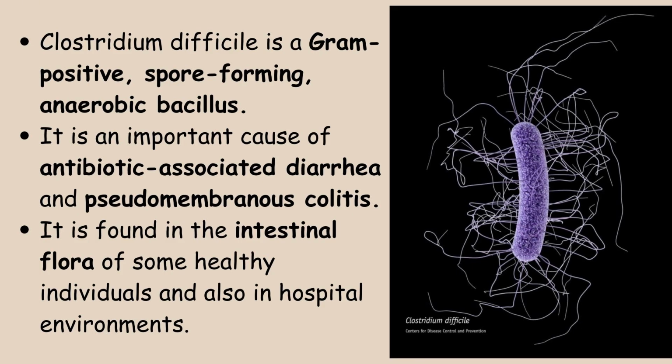Clostridium difficile is a gram-positive, spore-forming anaerobic bacillus. Normally, it doesn't cause any problems because the good bacteria in our gut keep it under control. But in certain situations, especially when someone takes antibiotics, it can grow out of control and cause disease. Therefore, it is one of the most common causes of antibiotic-associated diarrhea and can lead to a serious condition called pseudomembranous colitis. It is found in the intestinal flora of some healthy individuals and also in hospital environments.